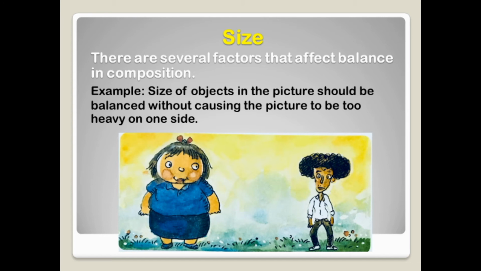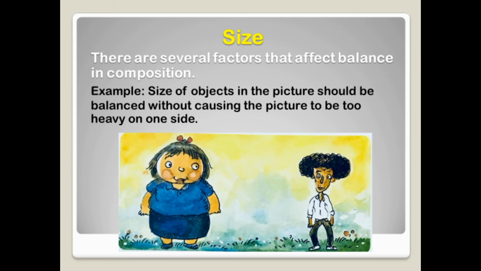Now let's move on to size. There are several factors that affect balance in a composition. For example, size of objects in the picture should be balanced without causing the picture to be too heavy on one side. Balance occurs when your picture is arranged with a suitable distribution. If there are large and small objects on opposite sides of the same frame, then the picture is unbalanced.